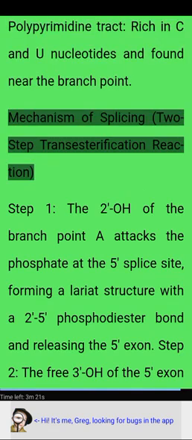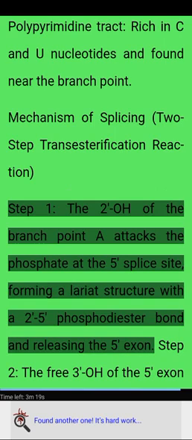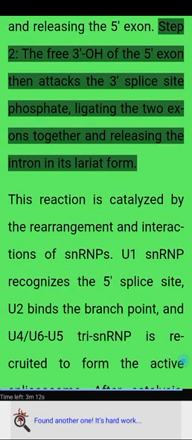Mechanism of splicing: two-step transesterification reaction. Step 1: the 2' OH of the branch point attacks the phosphate at the 5' splice site, forming a lariat structure with a 2'-5' phosphodiester bond and releasing the 5' exon. Step 2: the free 3' OH of the 5' exon then attacks the 3' splice site phosphate, ligating the 2 exons together and releasing the intron in its lariat form.